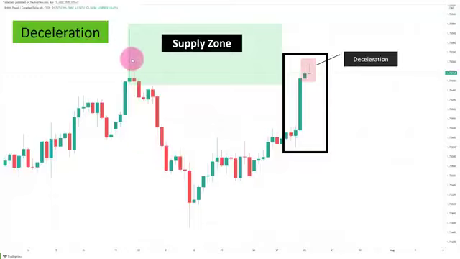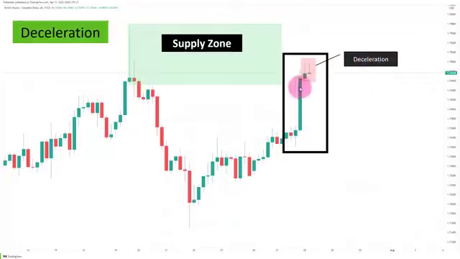Deceleration, one of my favorite topics, because it is very simple but powerful. So what do we have here? First of all, we have a supply zone, and I will come back to supply and demand trading in a moment. Supply zones often exist early on in downtrending markets. So in here we have a supply zone, and the market dips into the supply zone again. And then we have the concept of deceleration.